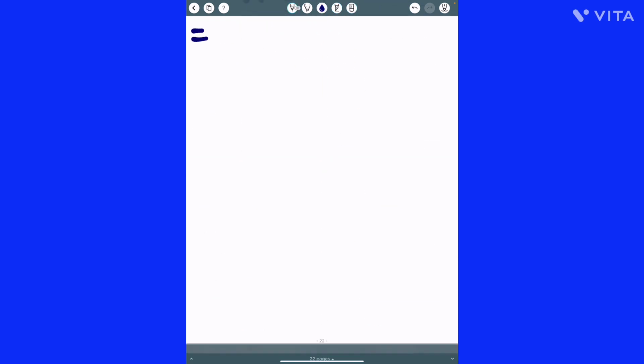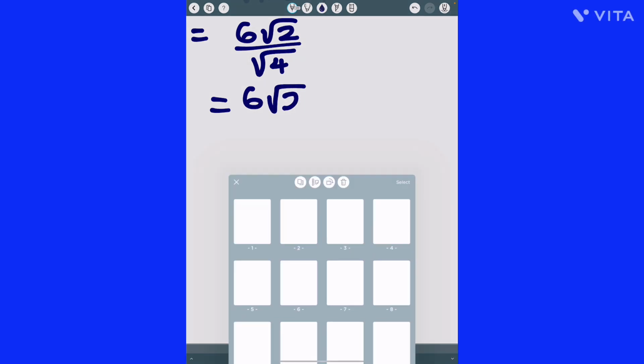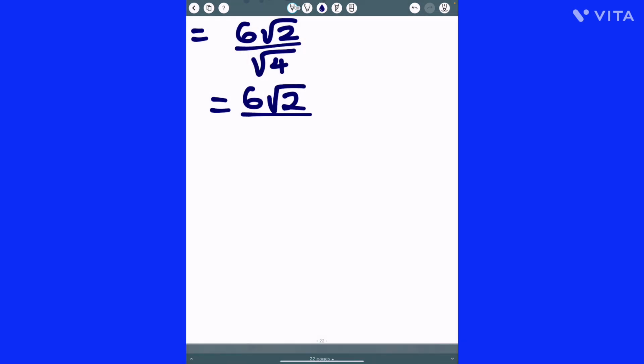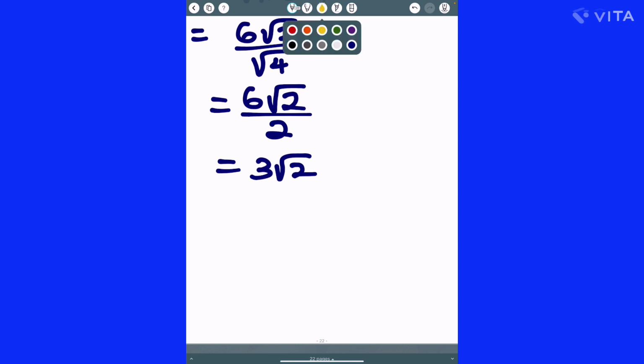So that gives us 6 root 2 over root 4, which is the same thing as 6 root 2 over 2. The square root of 4 is 2. So 2 will divide 6 to give us 3 root 2. You can see this involved some simplifications that we cannot shy away from.